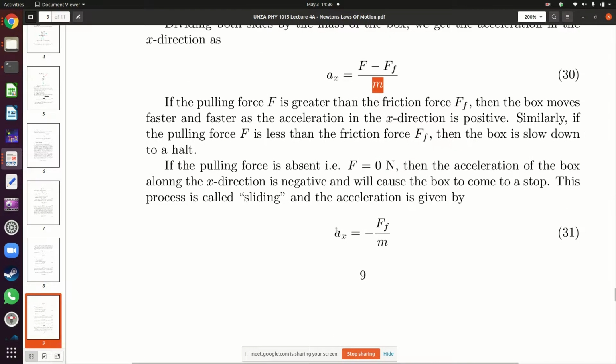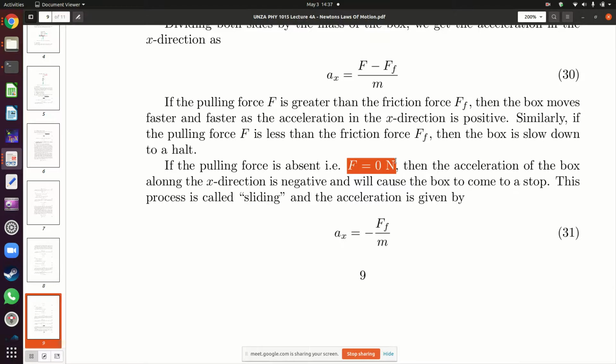What is actually more common than having a pulling force which is less than the friction force is having no pulling force at all. So you can have an object which is moving, but there is no pulling force. And that happens when an object is sliding on a flat surface. When your object is sliding, there's no one pushing it or pulling it. In that case, the pulling force is equal to 0.